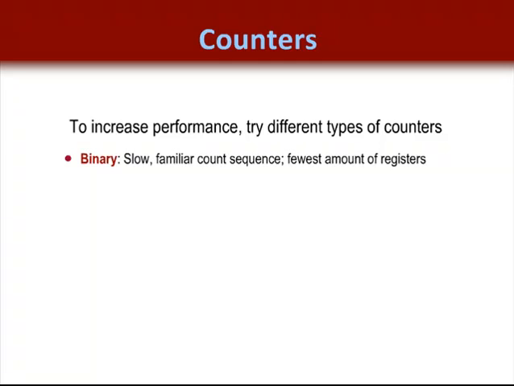Binary counters are slow compared to the others, but require the least amount of registers. It is also easy to simulate since it has a familiar count sequence. In fact, this is the one type of counter that carry logic will most likely be faster than. One-hot encoding is a faster implementation because it has less decode logic and uses more registers, as you would expect. One-hot basically activates one register with each count.